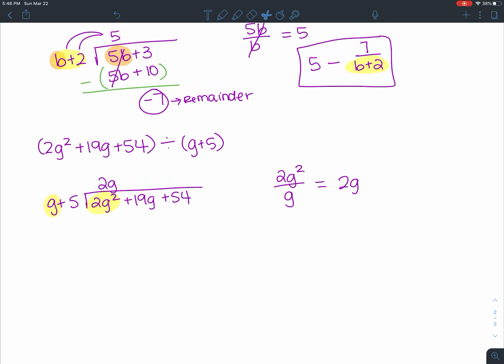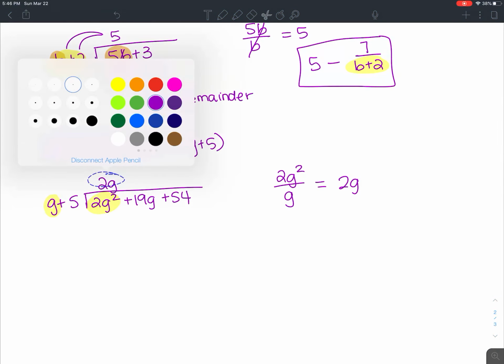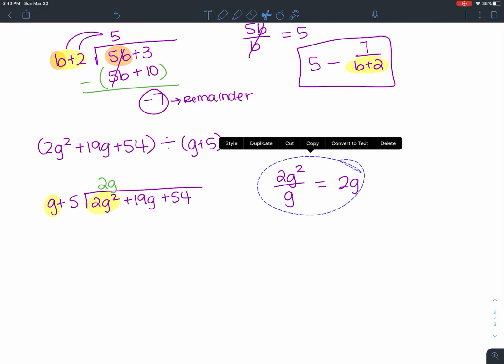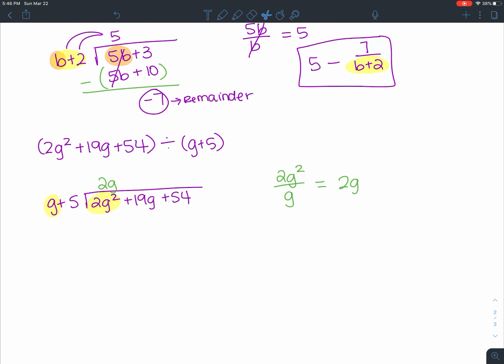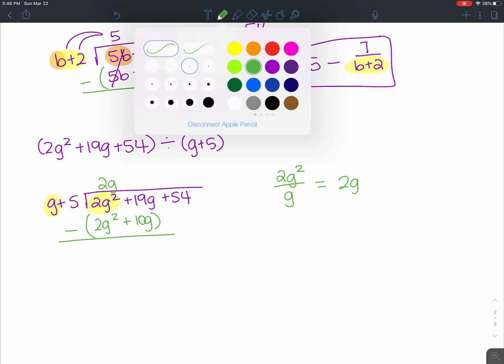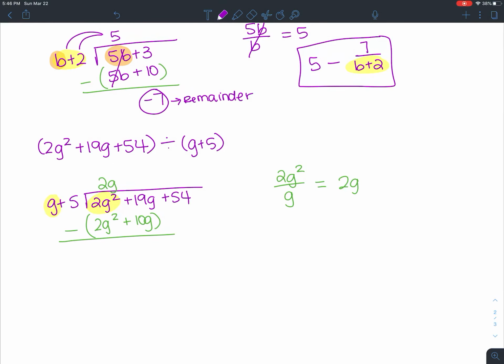Let's change the color of that so you can see where I got those. Okay. Then we are going to multiply 2g times both terms. So I get 2g squared plus 10g. And I have to find the difference, so I'm going to subtract. 2g squared minus 2g squared is nothing. 19g minus 10g is 9g.